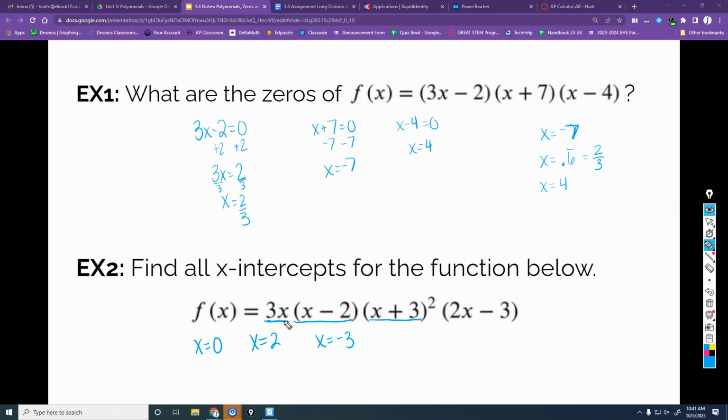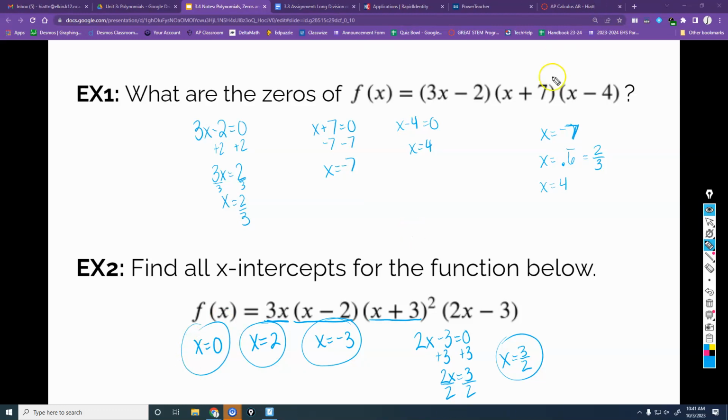All right, there's one more. It's a harder one. 3 over 2. And that comes from this last part right here. You might actually need to set up that equation. It's just a simple two-step equation. 2x equals 3. Divide by 2. X equals 3/2. So I've got 4 zeros that should show up for that.